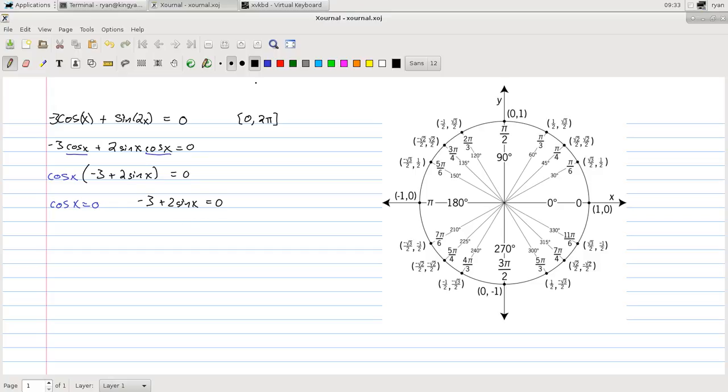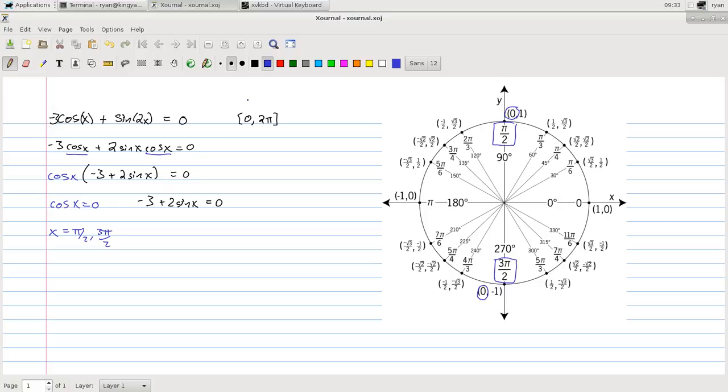So for the first equation, cosine x equals 0, we can check on the unit circle to see where cosine x, which is the x-coordinate, is equal to 0. That happens here at pi over 2, and it also happens on the bottom at 3 pi over 2. Those are our first two solutions: x equals pi over 2 and x equals 3 pi over 2.